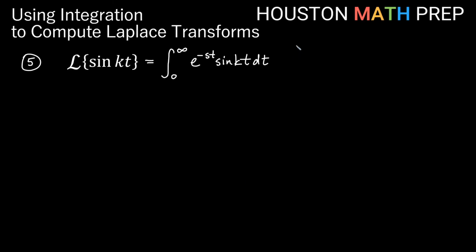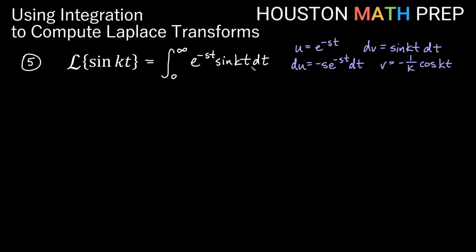In this instance, I'm going to choose u equal to e to the negative st. That means my dv is going to be sine of kt dt. Our du is going to be negative s e to the minus st dt. And if we integrate this, v will be negative 1 over k cosine of kt, because of the constant multiple in there. Since I'm going to be doing a bunch of repeated integrals here, I'm going to leave my bounds off and come back to them. We'll come back to this 0 to infinity later.